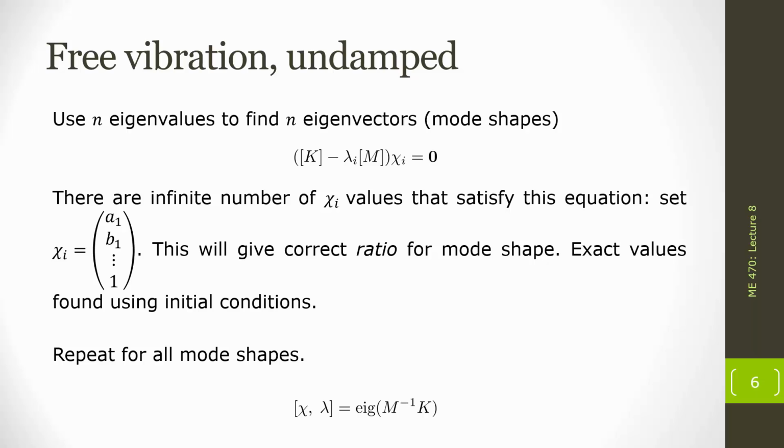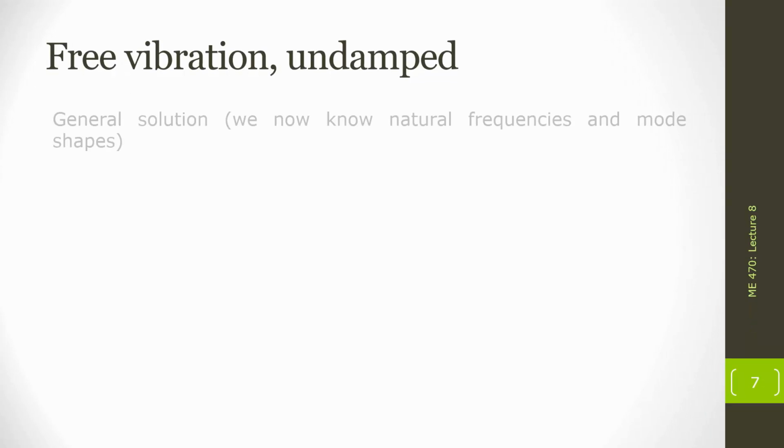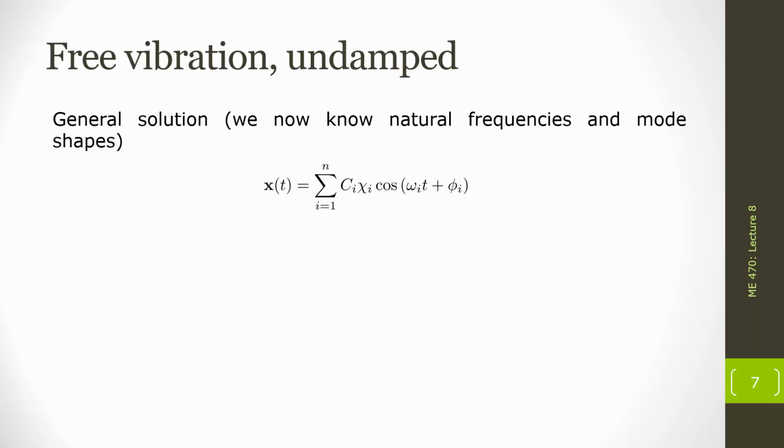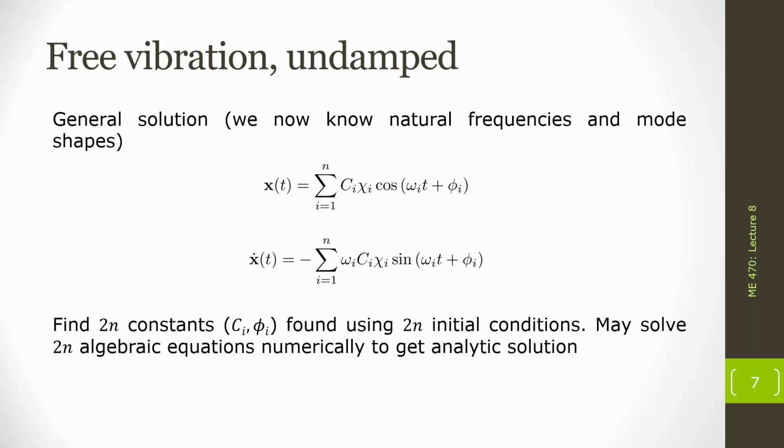So the last step, like we saw for 2 degrees of freedom, is to get that total solution where we're going to be applying our initial conditions. So these are what the displacements are going to look like for all of our degrees of freedom, and then the velocities, just taking the time derivative of the summation term. And as we saw, we can apply our 2 times the number of degrees of freedom initial conditions to find these constants, these c terms and these phi terms.